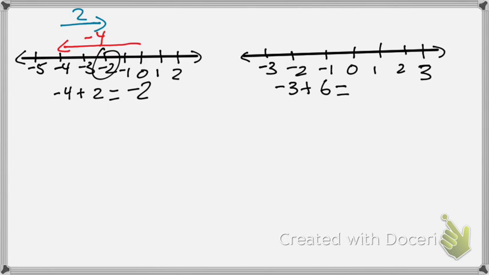And then the second one, I go back 3. Especially that arrow should be red since it's negative. And then the second number 6, that means I go 6 to the right. Where are we going to end up? We go 6 to the right. 1, 2, 3, 4, 5, 6. All right, so we end up at 3.